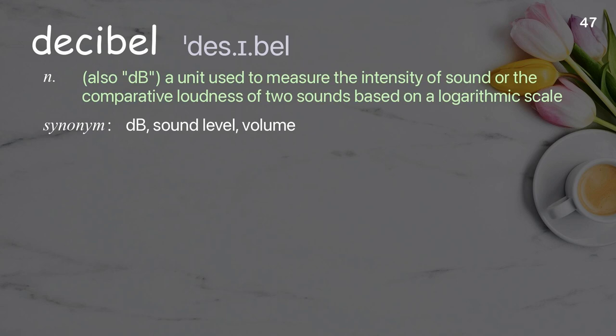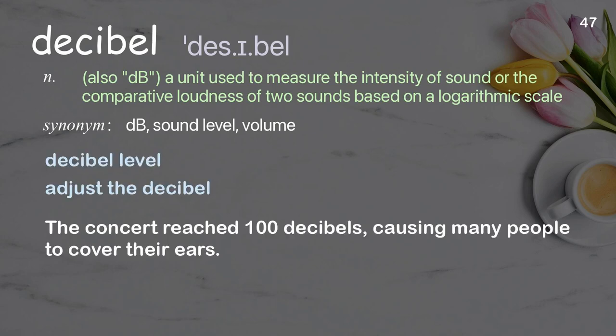Decibel. Also dB, a unit used to measure the intensity of sound or the comparative loudness of two sounds based on a logarithmic scale. Examples: decibel level. Adjust the decibel. The concert reached 100 decibels, causing many people to cover their ears.